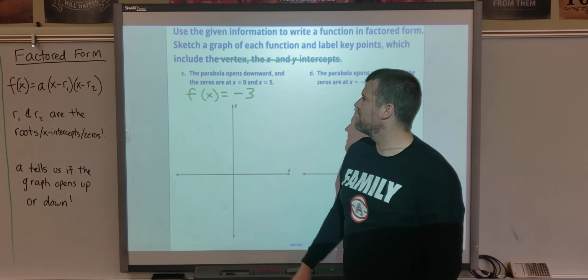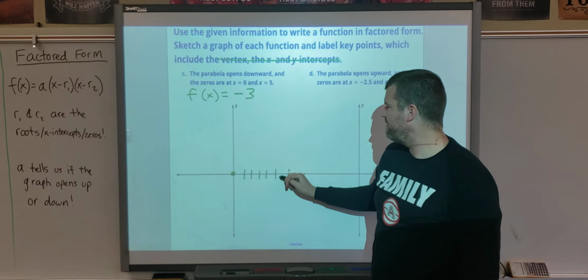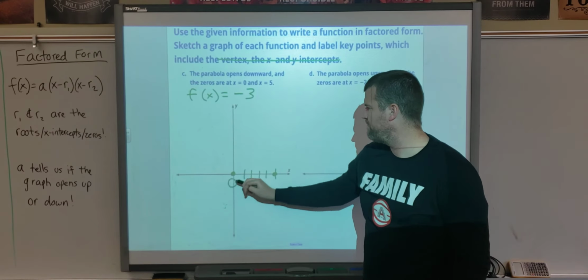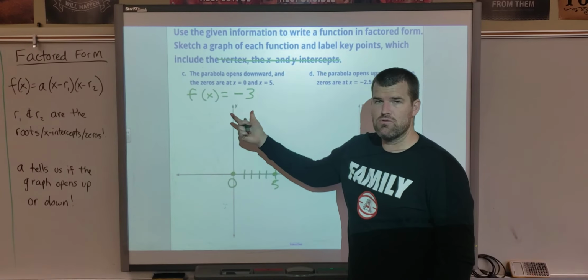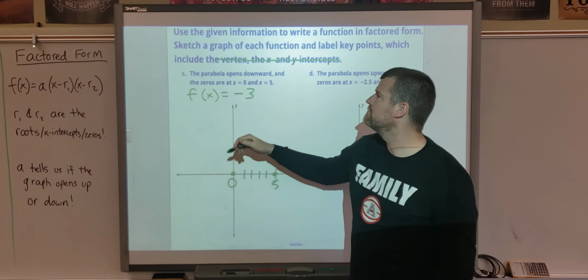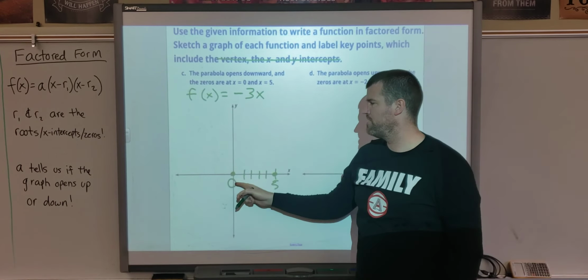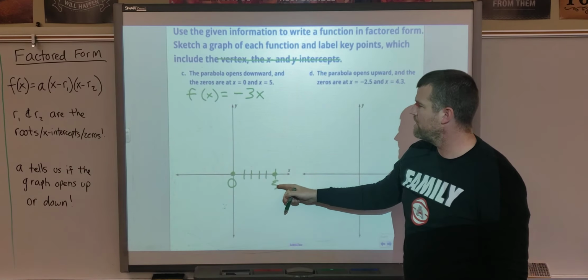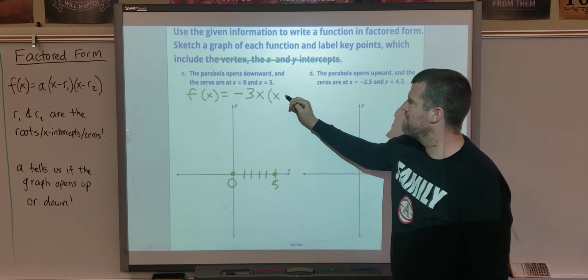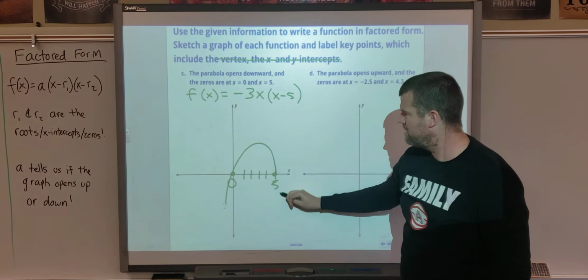But if our zeros are going to be at 0 and 5, in order to have 0, that would be x minus 0. But what's x minus 0? It's just x, right? So anytime it's just an x, that means one of our intercepts will be 0. And then to get one at positive 5, we need x minus 5. So our graph will look something like that.